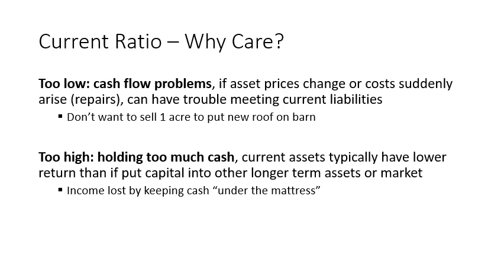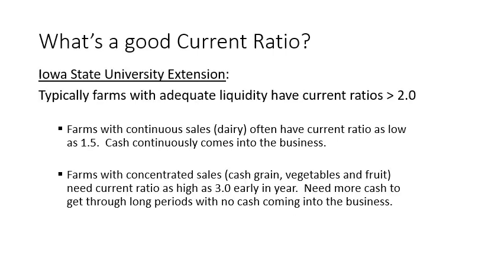So you're losing money essentially by keeping cash under the mattress, is a way that it can be phrased. But the former problem is the more significant problem. So what's a good current ratio? Typically, farms that the University of Iowa found have adequate liquidity have current ratios of about 2 when you do the ratio.